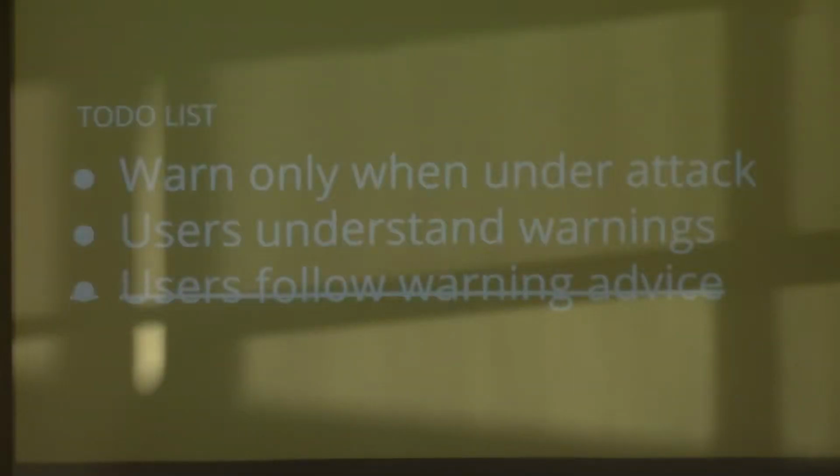So in conclusion, here is my to-do list that I put together at the start of the talk. The first is that we want to warn only when under attack. The second is that we want users to understand warnings. And the third is that we want users to follow our warning advice. Now I think we're doing okay on the third one. I'm pretty happy actually with 62% of people choosing to heed the warning. I don't really expect it to ever get up to 100%. To be honest, a lot of the time it really is a false positive.